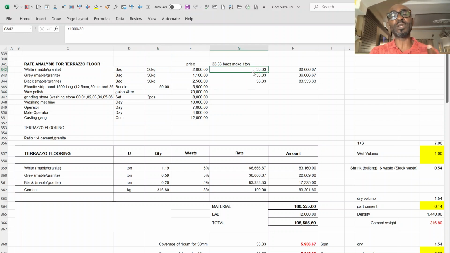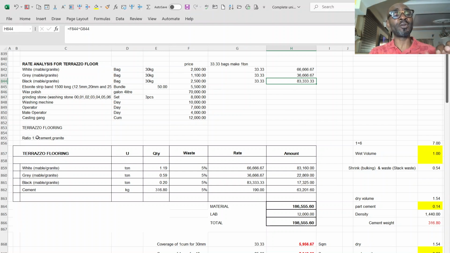So what I did now is, because a ton is 1,000 kg and one bag is 30 kg, if you divide 1,000 kg by 30 kg, you have 33.33 bags for a ton. So if you now multiply the 2,000 per bag by 33.33 bags, it gives you 66,000 for the white. Then for the gray, it gives you 36,000 per ton. While for the black, it gives you 83,333 per ton.